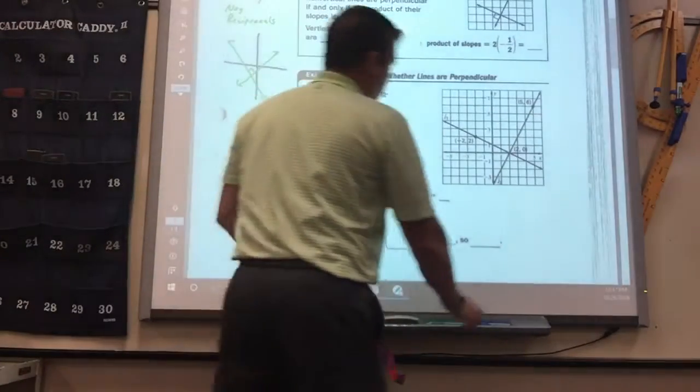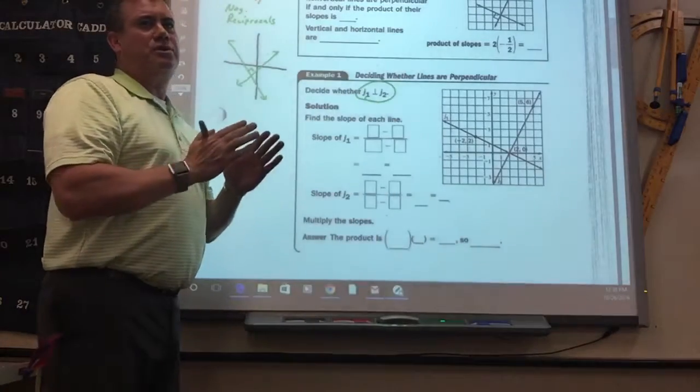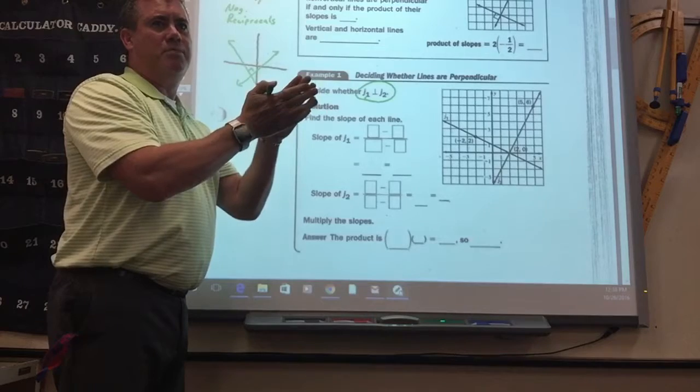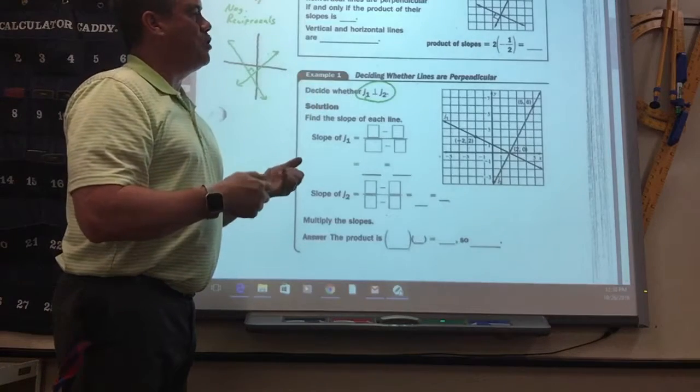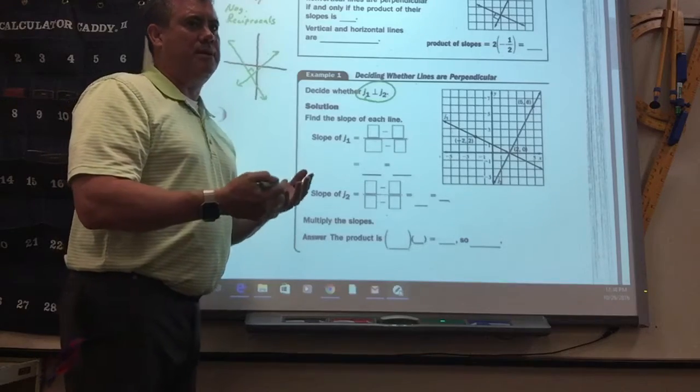So to check whether or not two lines are perpendicular, just like yesterday we found their slopes, and if they're the same, they were parallel. Today you find the slopes, and if they're negative reciprocals, then they're perpendicular.